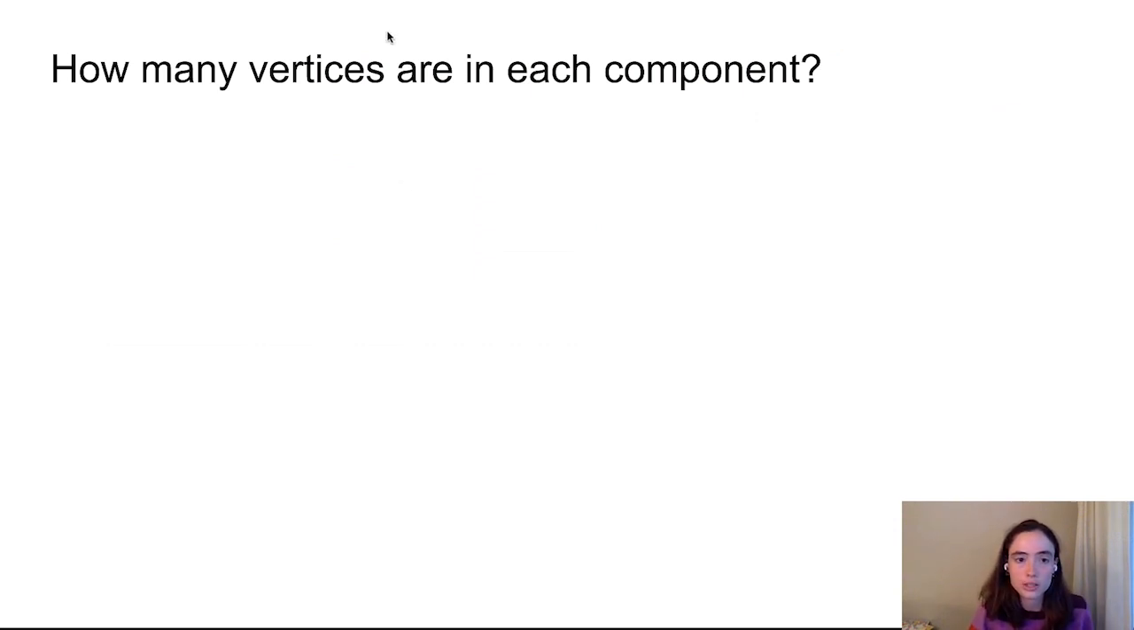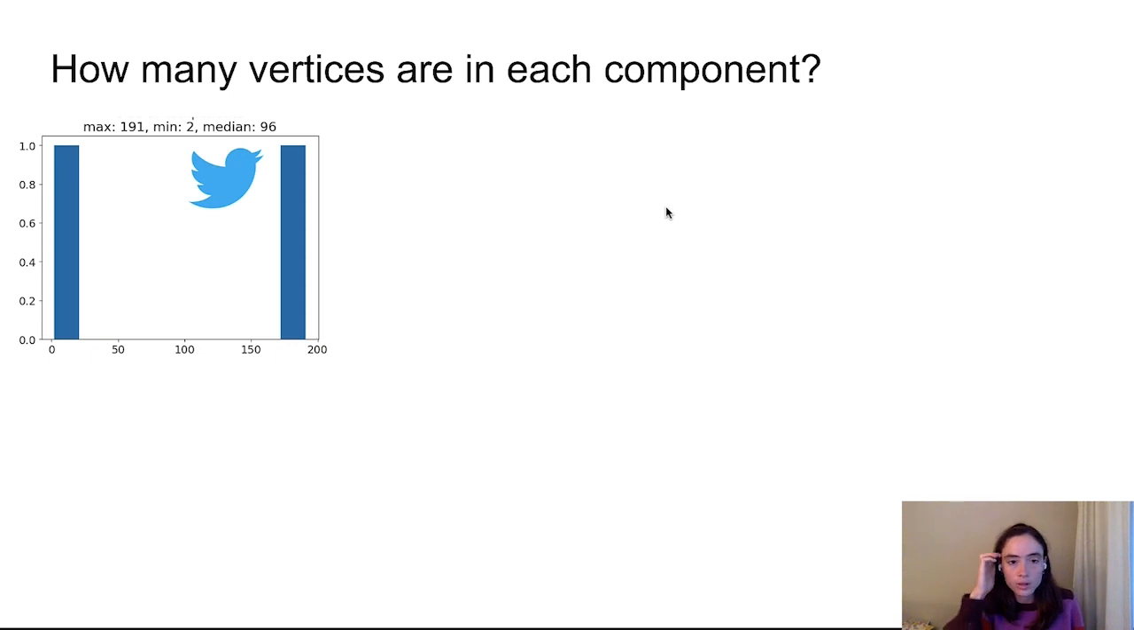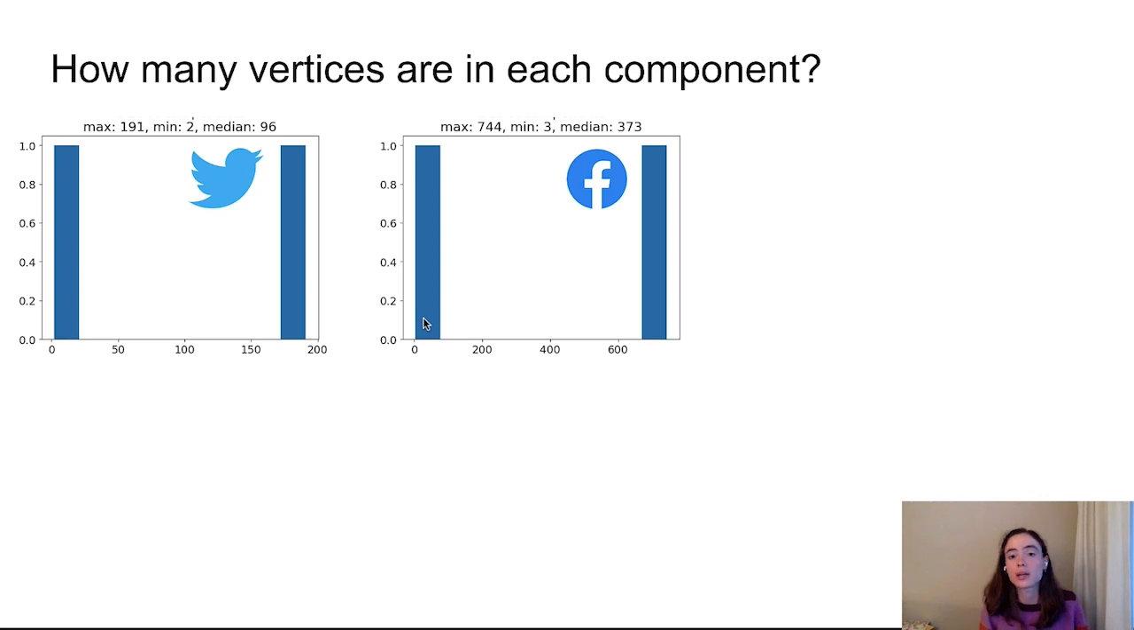So we want to find histograms of the number of vertices in each component of our various example data sets. For the Twitter data set, remember there were only 2 components, and here we can see that one of the components has a very small size. If you remember from looking at the images, the size was only 2, and then the one main component has around 170 vertices in it. This is similar for Facebook. Again, we saw when we were looking at the visualization earlier that there's one component that is very small, just 2 or 3 vertices, and then the second component contains everything else.